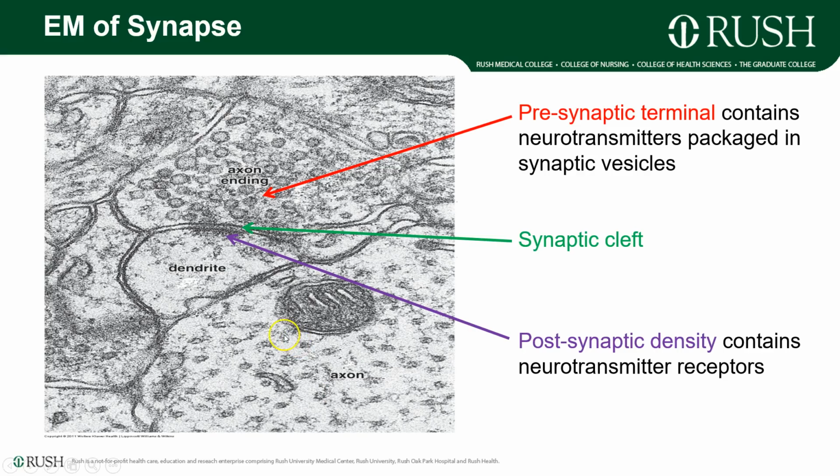This is an EM version of the same picture, and here you can see a section of an axon where you can even see the mitochondria within it. But more importantly, what you're looking at here is the bouton of an axon with a neurotransmitter packaged in the synaptic vesicles. So this is the presynaptic axon terminal. It is making a connection with a dendrite, and you can see the density in the area where there is receptor concentration, referred to as the postsynaptic density. And then there's a gap between the two, which is the synaptic cleft.